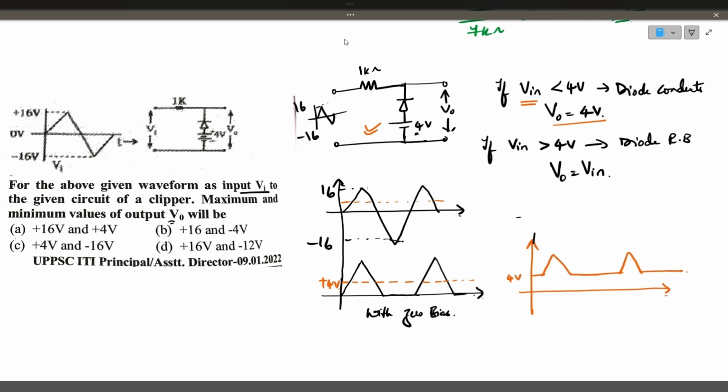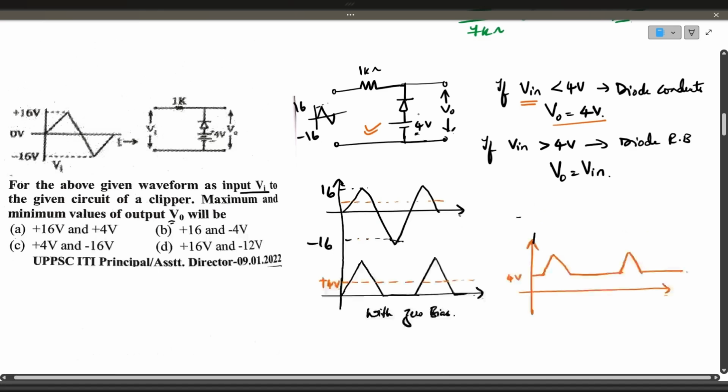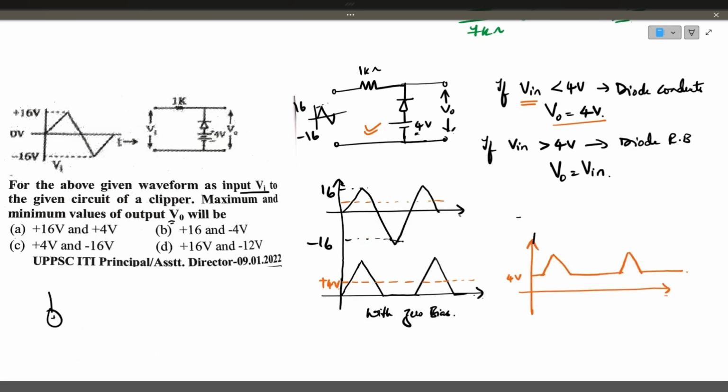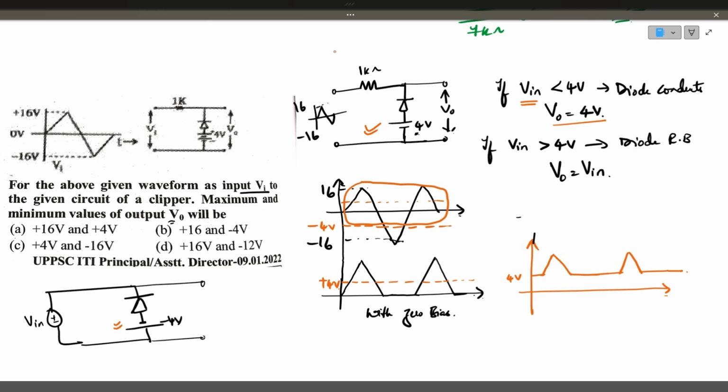For the same circuit, just assume if he has given this input voltage with a negative bias, what will happen? You tell me. This is the diode, and negative 4 volt is given, minus 4 volt. So what will be the output? The output reference will shift here, minus 4 volt. This is the input voltage, minus 4 volt. So this entire portion will come. Positive half cycle plus part of the negative half cycle. This entire portion will be there at the output. If you apply the negative bias, output will be like this.